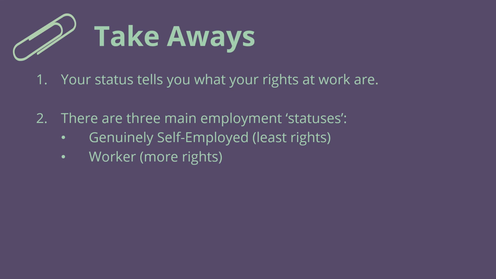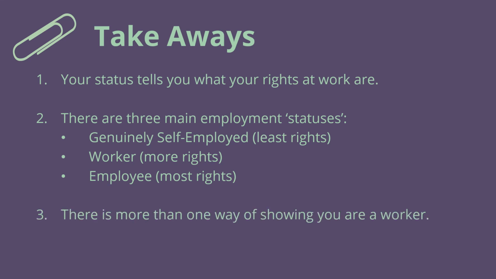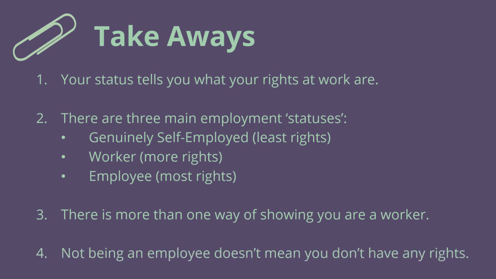Worker. The easiest way to decide this is to see if you satisfy some of the tests. You will still be a worker, however, if you are not guaranteed work. They have many more rights than someone who is self-employed. Employee. The status that attracts the most rights. You have to show all three tests apply, the key one being that unlike workers, you have a right to be given work. Remember, there is more than one way of showing that you are a worker. Don't forget the possibility you are a LINB worker. Finally, remember, just because you are not an employee does not mean you don't have rights. Always check your status and see if you might have more rights than you think.